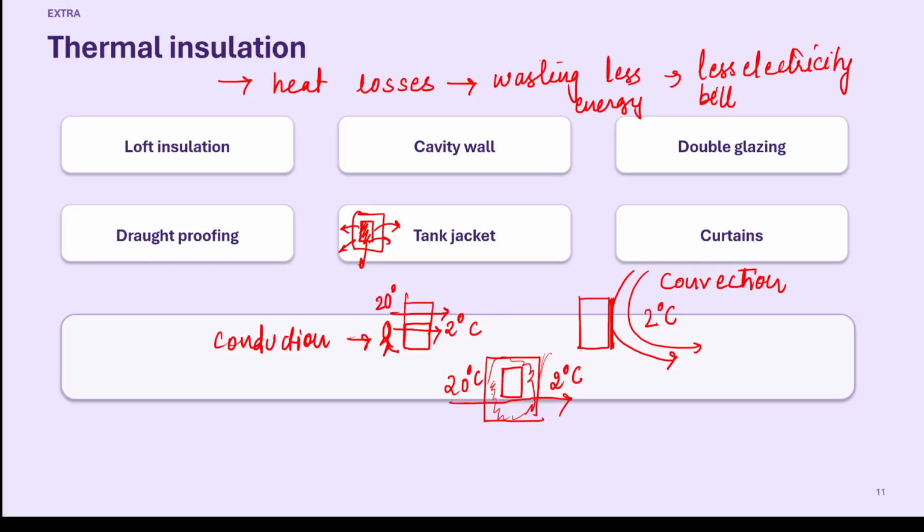Now, the heat source, the heat from your body, from your house. I'm going to just make a house here. That's a very horrible house. The heat from your house, just like the sun, emits heat in the form of radiation. So this emission of rays is radiation. So heat is lost via 3 methods: conduction, convection, and radiation. And we try to reduce heat losses by these methods.